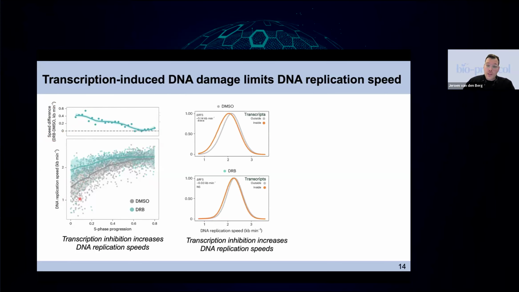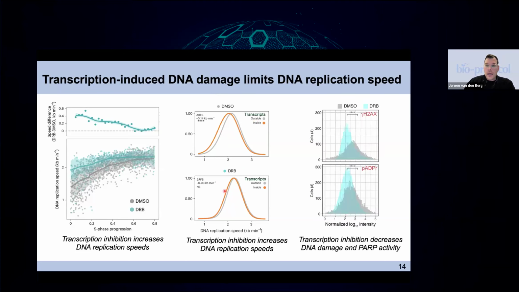But in order to formally quantify that, we can now quantify the DNA replication speeds inside, so in orange, inside transcripts or outside transcripts. What we see is that there is indeed, although a little bit less, a slower DNA replication inside transcripts than outside transcripts. But if you now treat these cells with DRB, so this RNA polymerase II inhibitor, we see that this effect is completely lost.